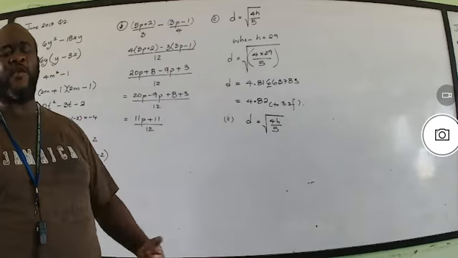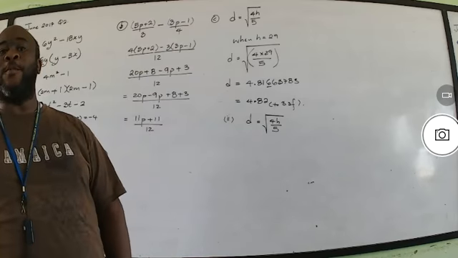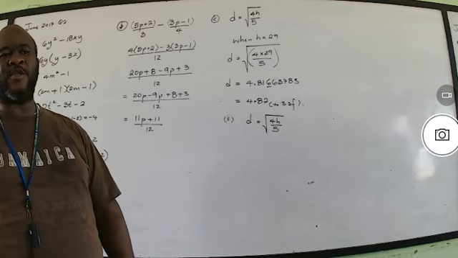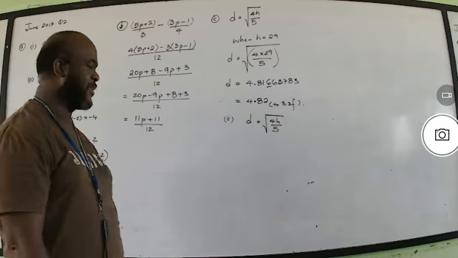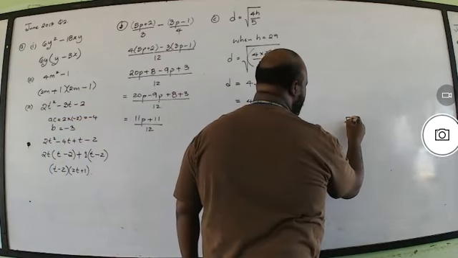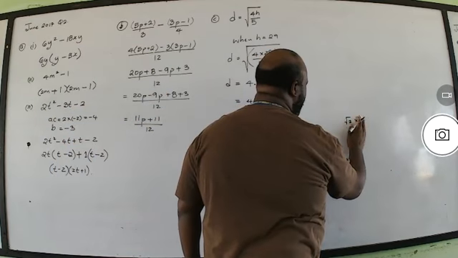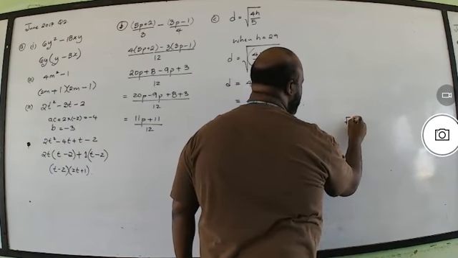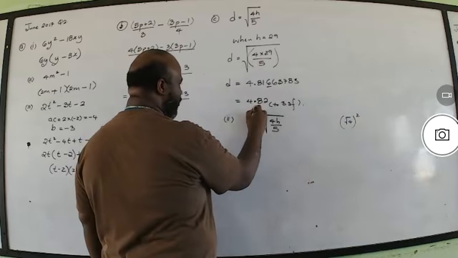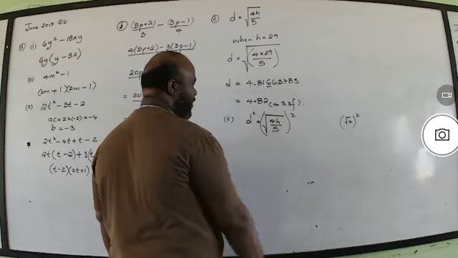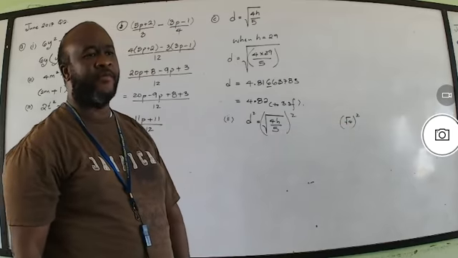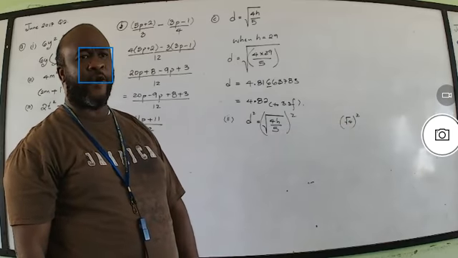Or, if you wanted to, you could say this. What is the opposite of square? Square root. So what is the opposite of square root? Square. To get rid of the square root, I must square both sides. Let me ask you this. What is the root of 4 squared? First of all, what is the root of 4?